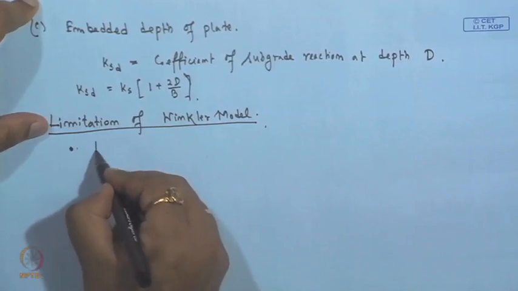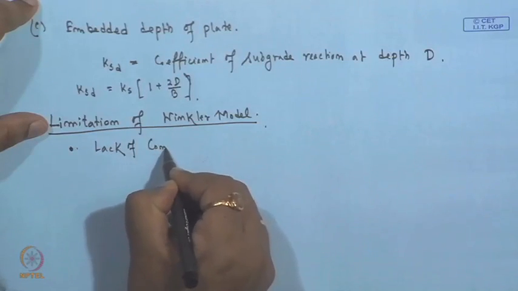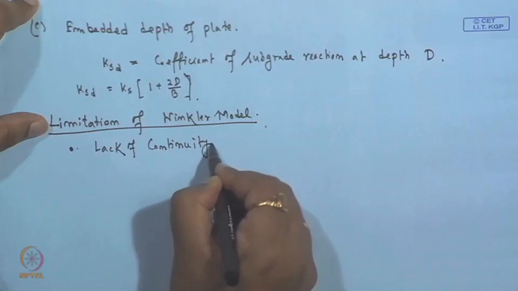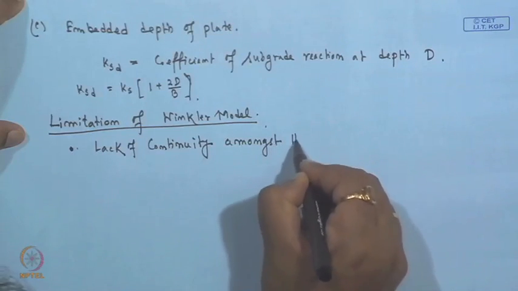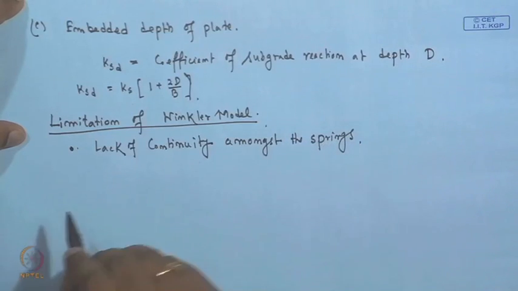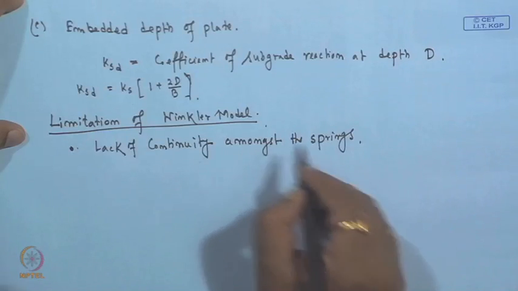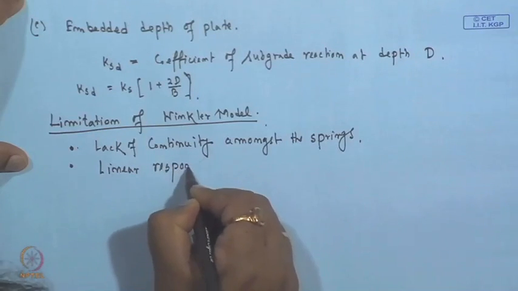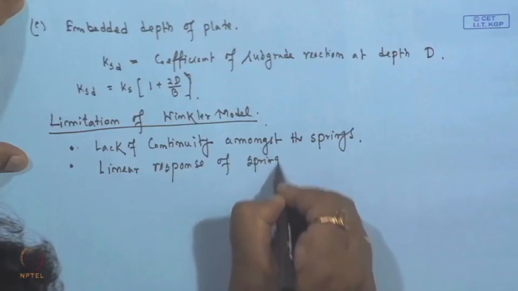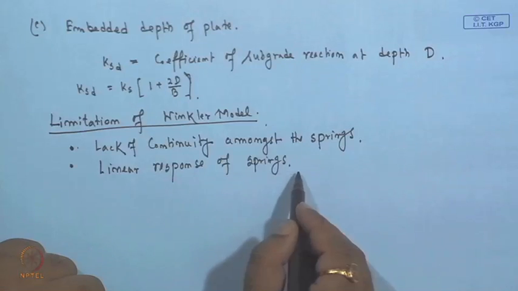The second one is that it is linear. These Winkler springs are considered linear springs, but in the actual case soil is not linear. It will follow a non-linear pattern. So that is another limitation of the Winkler spring. So one is the lack of continuity among the springs, and another is the linear response of the springs.